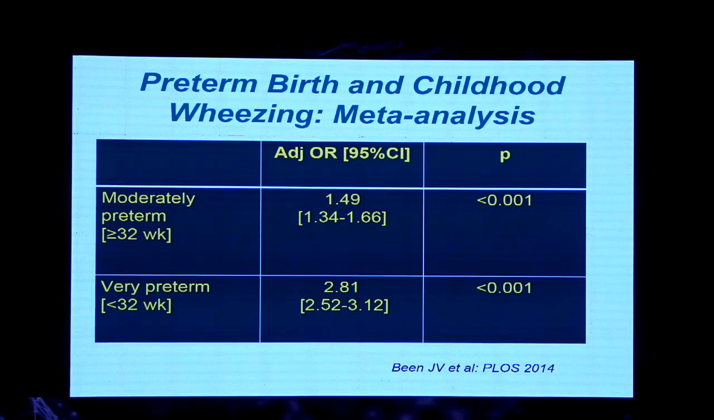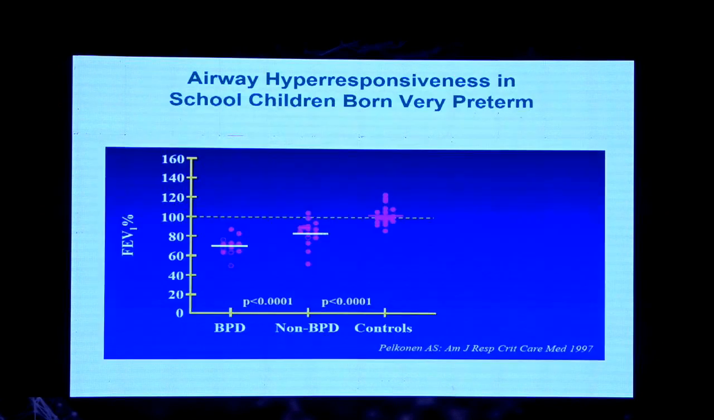And this is another view. A meta-analysis showed that this risk is more than twofold, ranging between 1.5 and 2.8, depending on the extent of prematurity. Other ways to demonstrate this point are shown in these next slides. This is a study performed already 20 years ago and showing the airway hyperresponsiveness in school children born very preterm was extremely higher in babies born with prematurity, regardless of being a BPD or not.